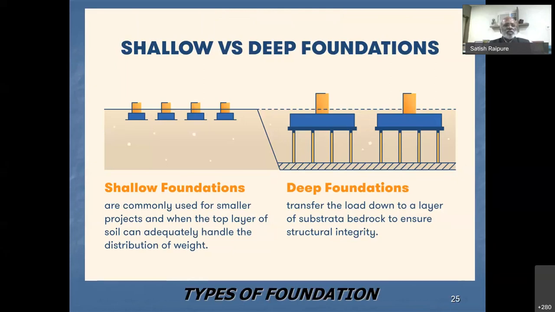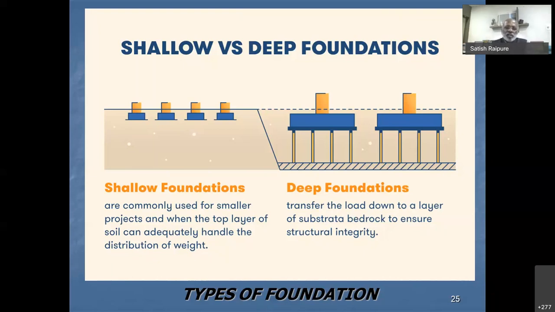Types of foundations are mainly divided into two types, the shallow foundation and the deep foundation. Shallow foundations are commonly used for smaller projects where the top layer of the soil can adequately handle the distribution of weight. Say for small residential bungalows or buildings up to 3 to 4 stories, and where hard strata is available at a shallow depth, say around 3 to 4 meters, then we can go for this type of foundation.